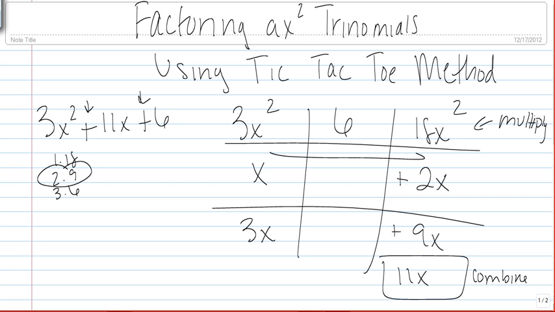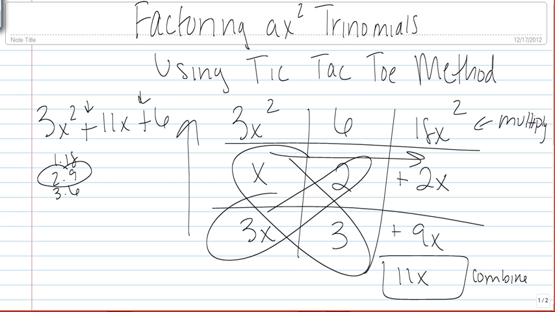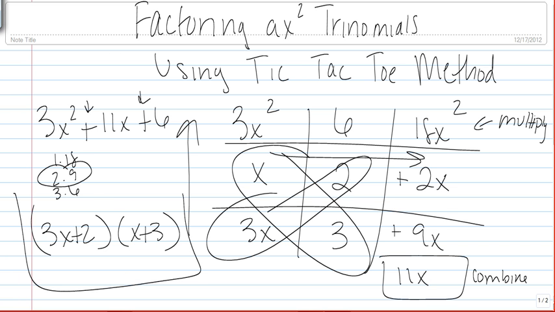Now we can fill in the blanks going across to make sure we make sense. x times what number is 2x? Right, 2. And 3x times what number is 9x? Right, 3. So now you want to make sure you make sense. Do I make sense going up and down as well as left and right? Yes, I do. So now your diagonals are your factors. So my final answer for this will be 3x plus 2 times x plus 3. And this is my answer for this using the tic-tac-toe method.